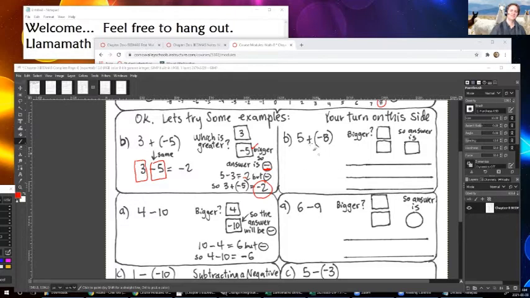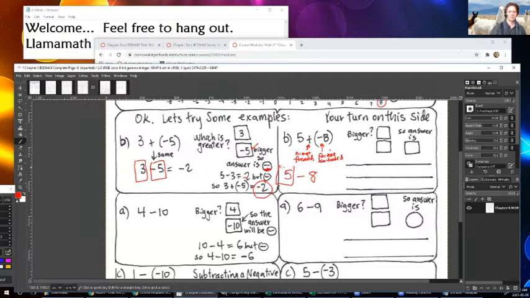All right, here we go. Let's talk about this. 5 plus negative 8. So this is like moving forward, facing backwards. And again, there's lots of different ways you can think about this. This is the same thing as saying 5 minus 8. And that's maybe the easiest one.